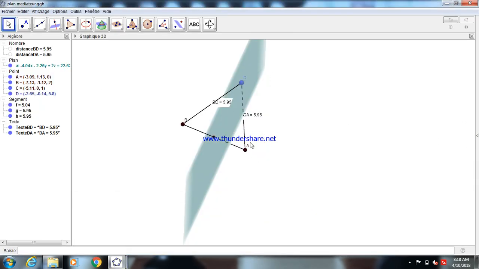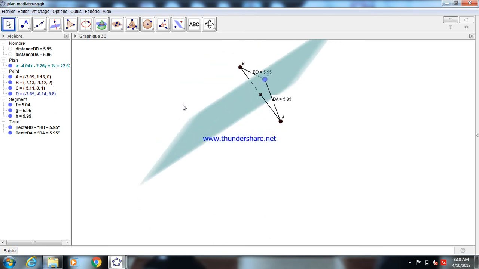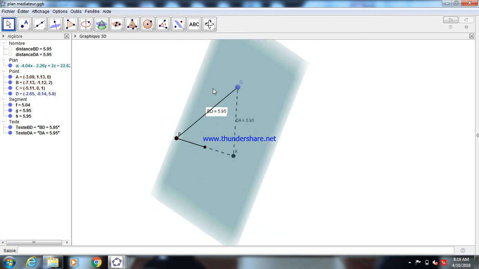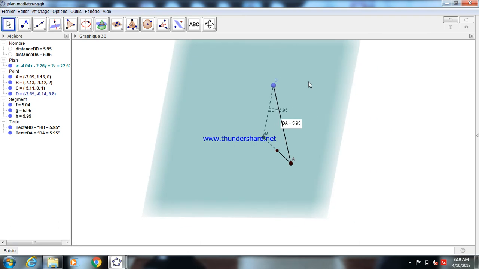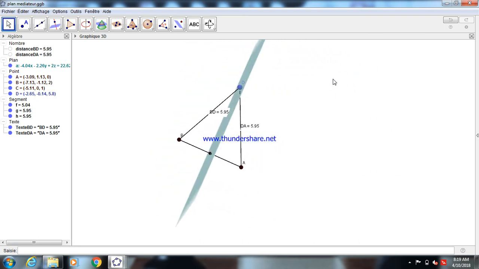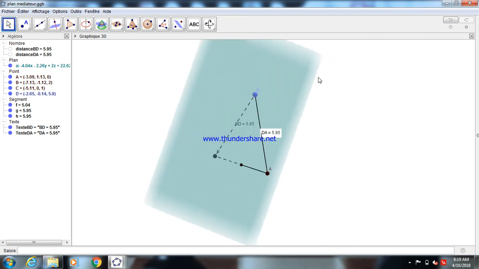This one, I have here a segment AB, and the mediator plane of the segment AB is a plane passing through the point I, midpoint of AB, and perpendicular to AB. This one is the mediator plane.